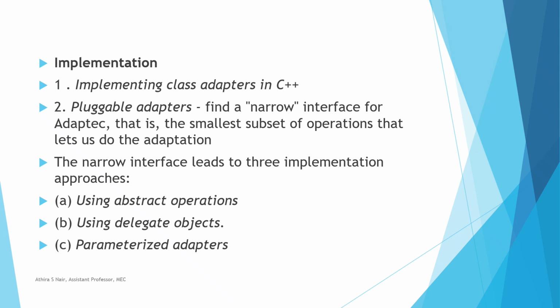Then pluggable adapters. So there are three ways to implement pluggable adapters. The first step is common to all three of the implementations. It is to find a narrow interface for adaptee, that is, the smallest subset of operations. So a narrow interface consists of only a couple of operations. They are easier to adapt than a broad interface. The narrow interface leads to three implementation approaches.